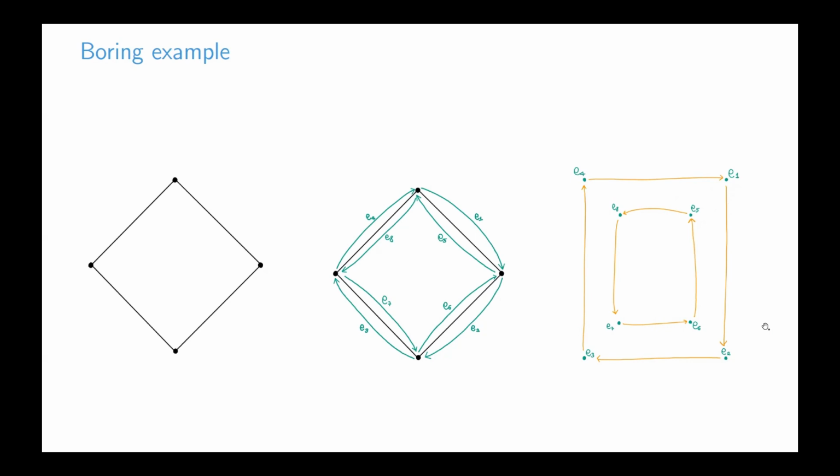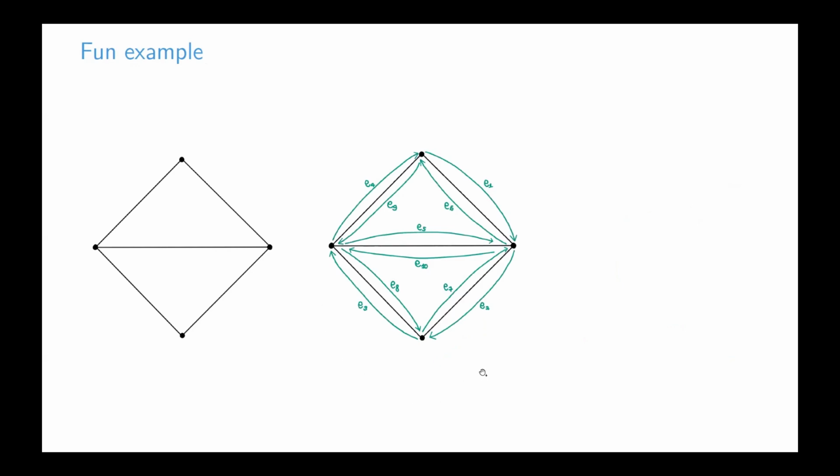Now, why is this a boring example? Because we took a 4-cycle and we ended up with two 4-cycles. So it's not very nice. And also, what's annoying about this example is that we started with a connected graph and we ended up with a disconnected graph. But the good news is that the cycle graph is actually the only case where this happens, where you start with a connected graph and you end with a disconnected one. So now that we have seen the boring example, let's look at a fun one. So we take exactly the same cycle as before, but we just add one edge.